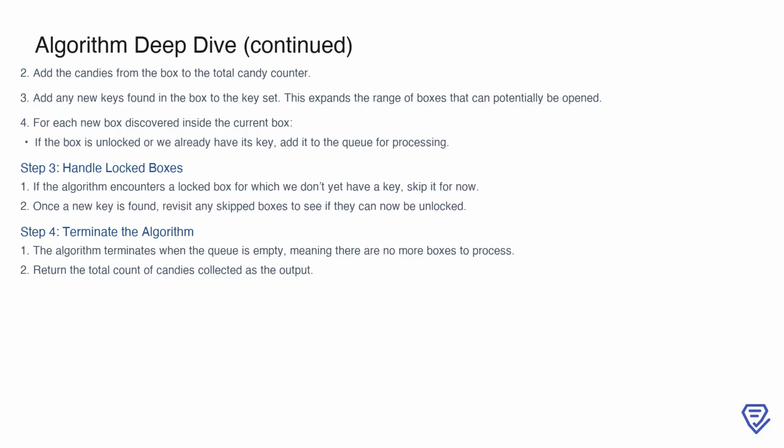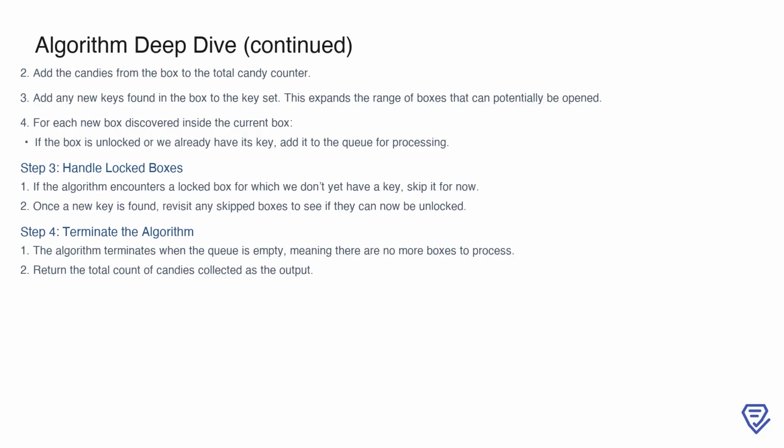If this box has already been opened, we skip it to avoid redundant work. Otherwise, we mark the box as opened by adding it to the visited set. At this point, we add the candies from the box to our total candy counter. Then, we collect any new keys found in the box and add them to our key set, which expands the range of boxes we can potentially unlock.